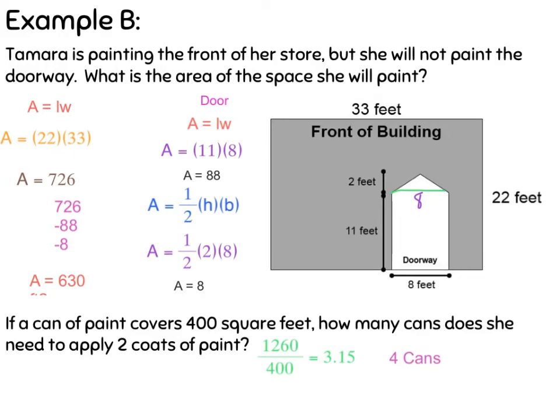Now, this is an example where your word problem and your word answer aren't going to necessarily match the math that you do 100%. Yeah, 4 cans is the right answer because that's how many you have to buy, but you didn't end up with just 4. You ended up with 3.15. So you have to make sure that you're using your thought process and determine, hey, if I buy 3 cans, that's not going to be enough. So I have to buy a 4th can because you don't go to the store and say, hey, I'd like to buy 3.15 cans of paint. That's not a thing. All right, let's take a look at the next one.